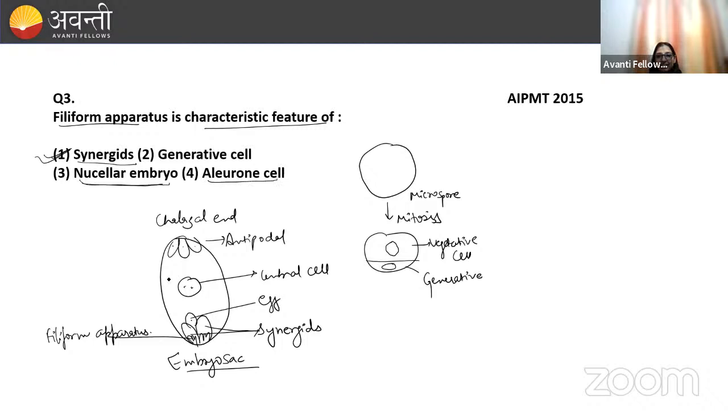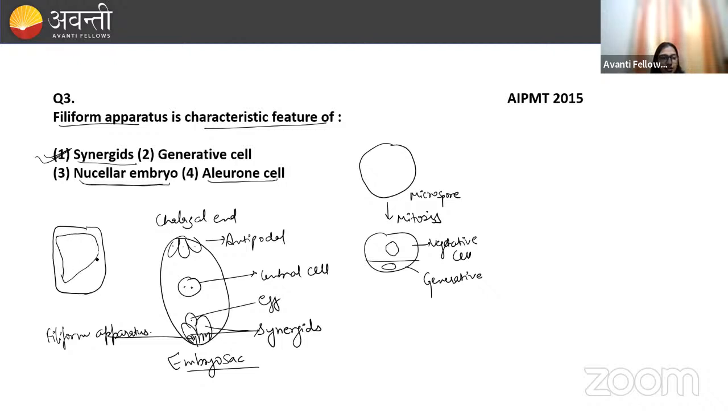Aleurone cells are found in the monocot, where the endosperm is separated from the embryo. In the case of maize seed, remember that the endosperm is separated from the embryo by the proteinaceous layer, which is known as the aleurone layer.